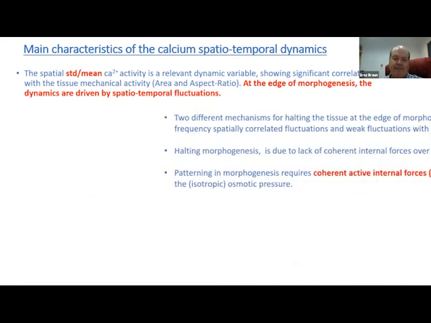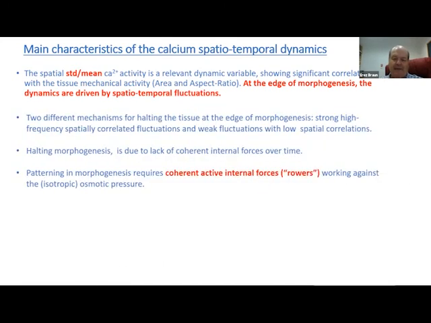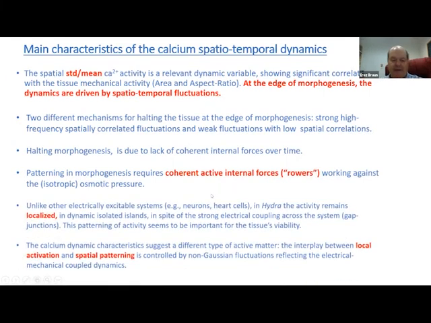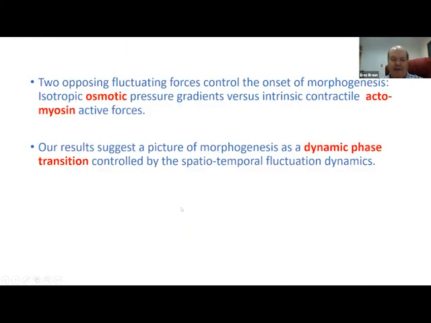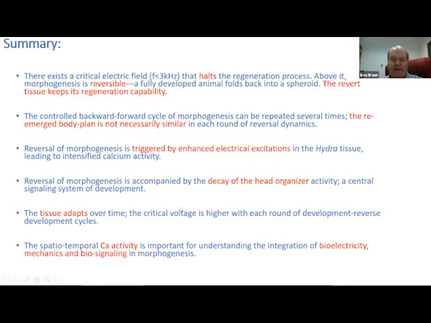Now, let me summarize very quickly because I went over time by much. First, standard deviation over mean is important. Fluctuations are important. That I said. And I want to summarize the entire talk in a few sentences.